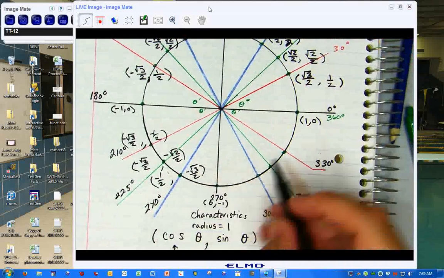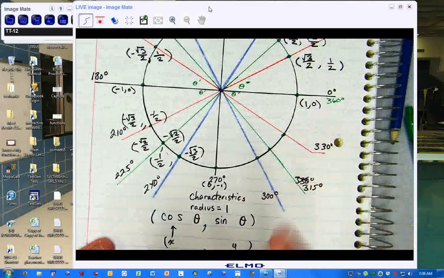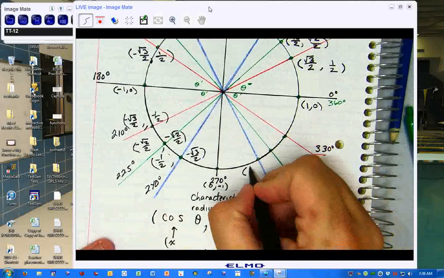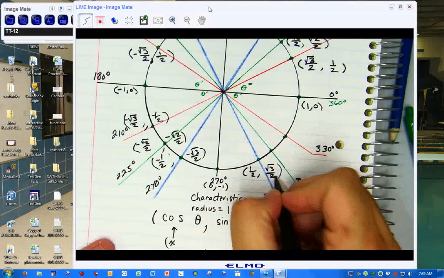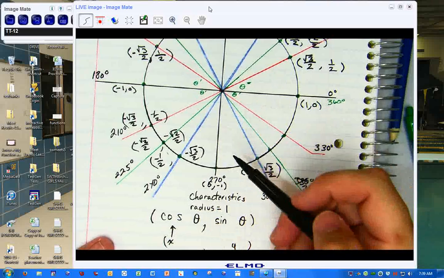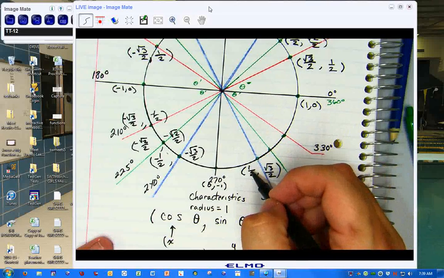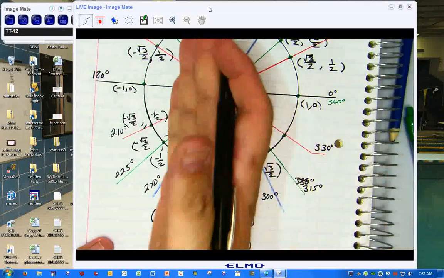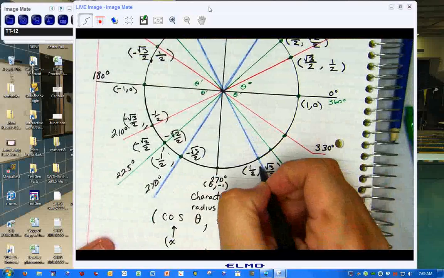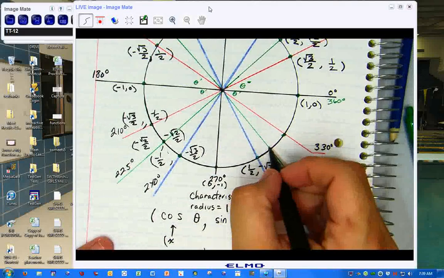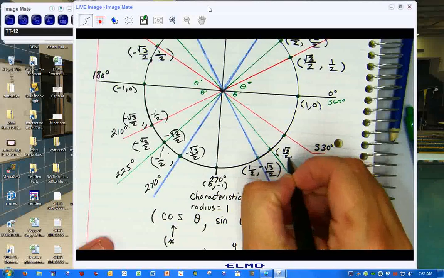So the blue point is always, and this is why I wanted to color code everything, the blue point is always 1/2, square root of 3 over 2. But then I ask, what's positive and what's negative down here in quadrant 4? Is the cosine positive? Yeah, because the x's are positive. But the y's are negative, so the sine is negative. Now the green point here is square root of 2 over 2, square root of 2 over 2.